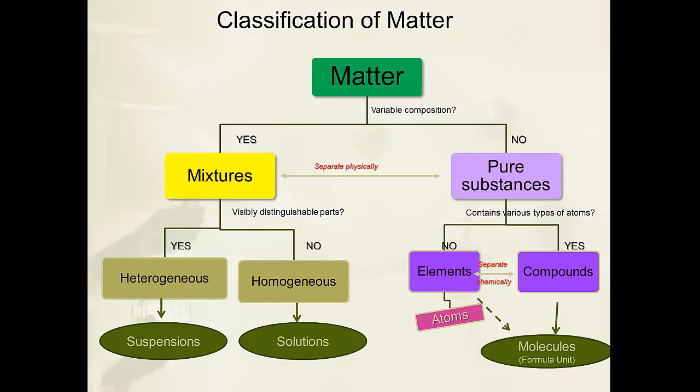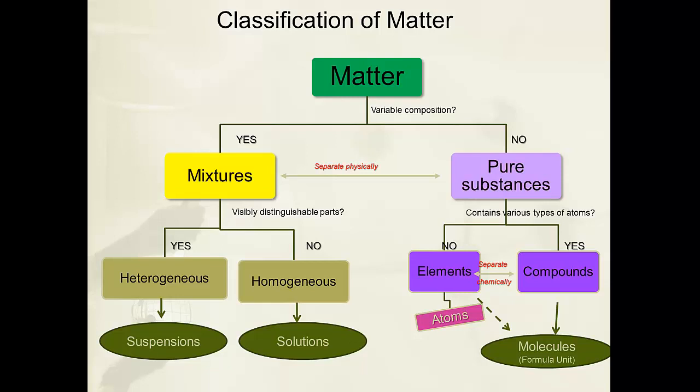Let's have a look at our hierarchy of matter. So start with matter. Ask yourself, does it have a variable composition? Everything you can see is matter. Okay, so everything's going to fall under the banner of matter. So variable composition, yes or no? If yes, it's a mixture. Okay, so it's not pure all the way through. If no, it's a pure substance.